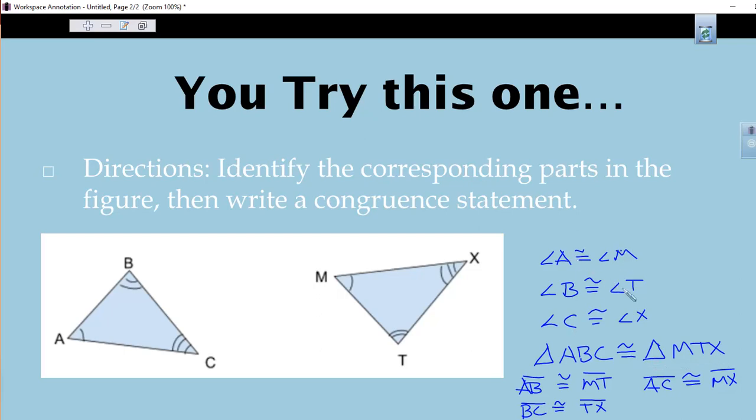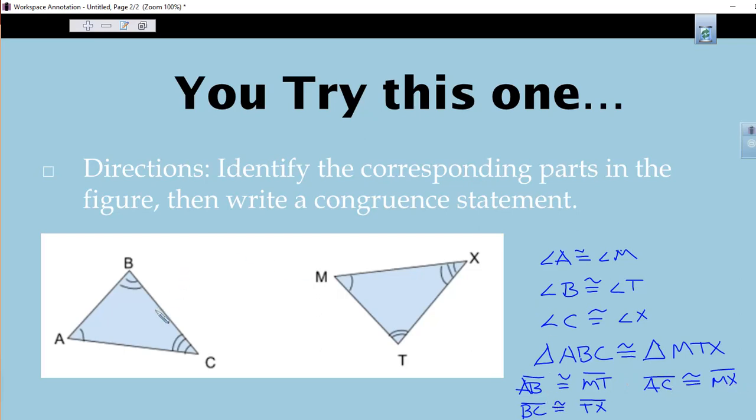We can match them up just like this. And from there, it's easy to match up your segments. AB, the first two, matches MT, the first two over here. BC is the middle and the last, and TX is the middle and last. And first and last, AC, is going to match up with MX.